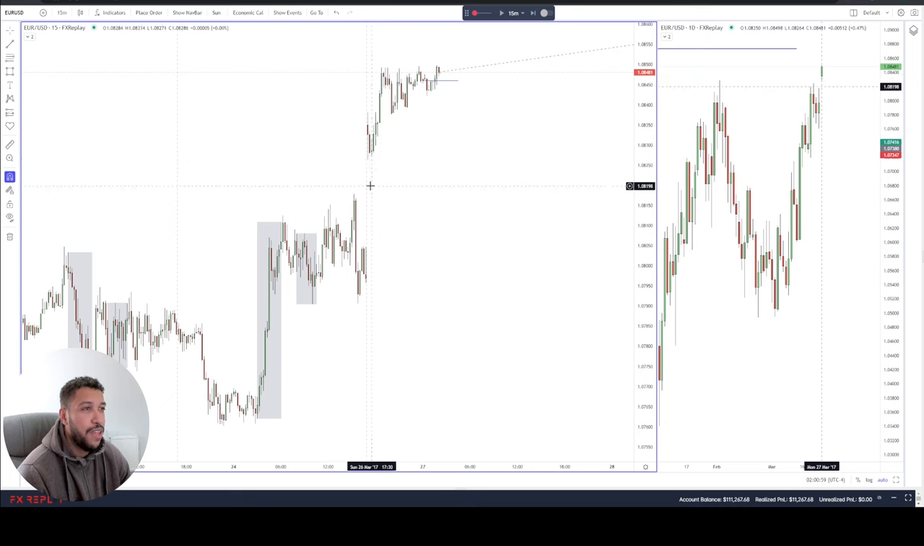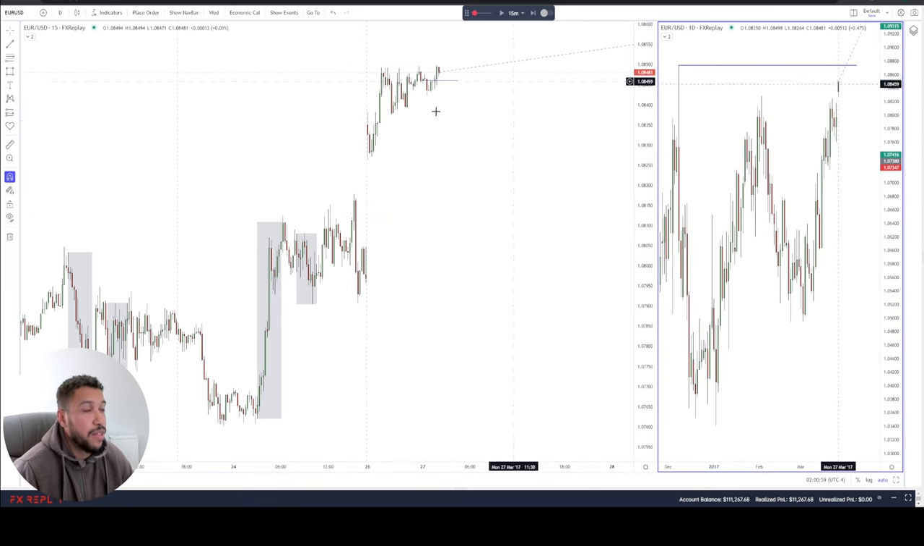Ooh. Okay, so price aggressively gapped up. So I don't like this day. If I was to see this in real life, I probably would skip the entire day, because this gap here, I'm just gonna skip this day because I don't like it.